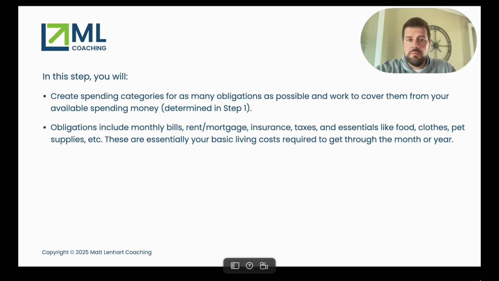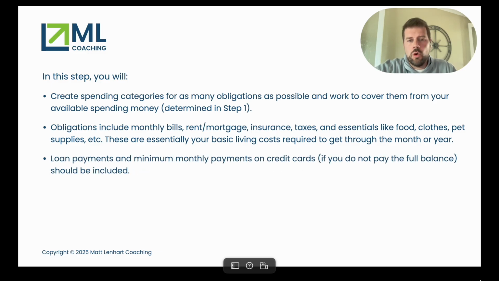So this will include your monthly bills, specifically things like utilities that you can't avoid, your rent or mortgage payment, insurance, which could be more of a year or 6 months or a year payment, taxes, which are typically yearly, and then your essentials, which are like your day-to-day spending, food, clothing, pet supplies. Again, anything you need and absolutely have to have to get through a month or year.